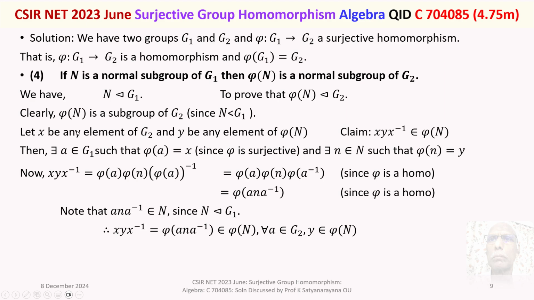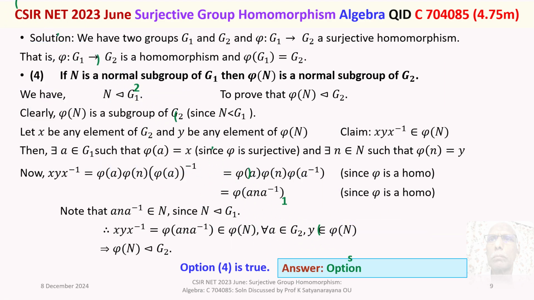for all x belonging to G2. Here there is a print mistake. For all x belonging to G2 and y belonging to phi of N. Agreed? Agreed. So that means phi of N is a normal subgroup of G2. Thus, option 4 is also true. So, in this question, all the 4 options are coming out to be true. Therefore, the answer to this question is options 1, 2, 3 and 4.